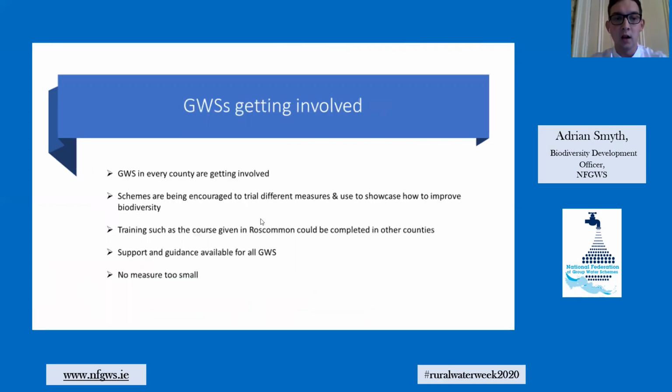So group schemes getting involved, I've been kind of blown away with the support that we've had from group schemes in this. Group schemes in every county are getting involved. Schemes have been encouraged to trial different measures and used to showcase how to improve biodiversity. To go back to Stranooden, they have started a trial on different methods, and it's absolutely excellent to see. Training such as the course in Roscommon can be given in other counties. Support and guidance is, as I say, available for all group water schemes, and it's important to remember that no measure is too small. There's nothing too small, and you can all do something to improve biodiversity.